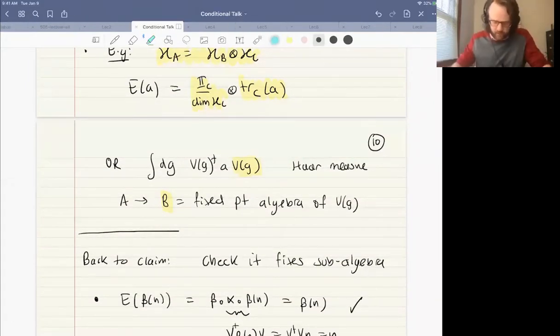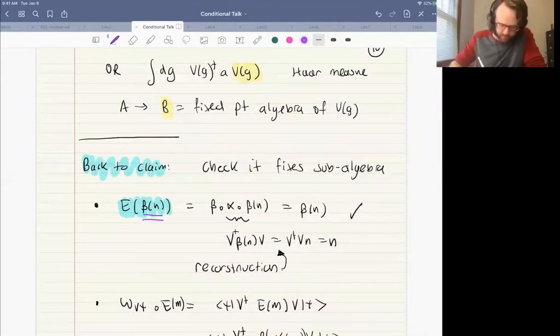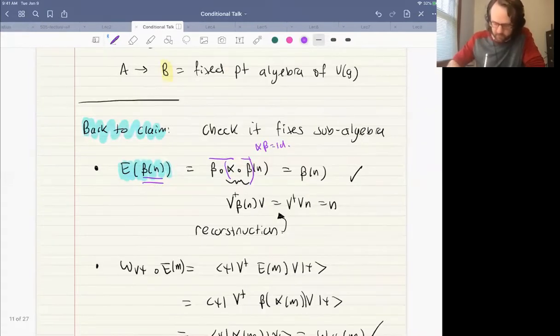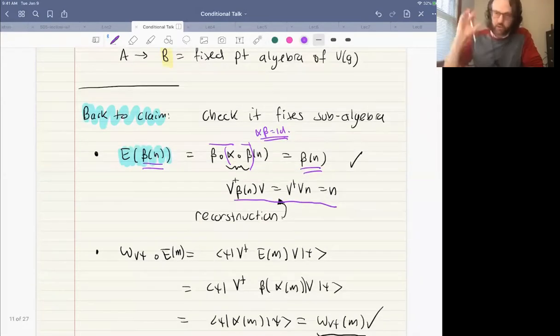Okay. So back to the claim. So the claim was that E is this conditional expectation, and indeed you can see that by just a direct calculation. If I apply E to this subalgebra, beta of n, this is the subalgebra, then what happens is you can write that E was just beta alpha, so I just have beta alpha beta. It turns out that you can easily show that alpha beta is the identity, and that just follows from this reconstructibility condition. So beta of nv is vn. And you apply that and you get this is the identity, and so this does fix the subalgebra. You can also check that it has this bimodule property as well, quite easily.